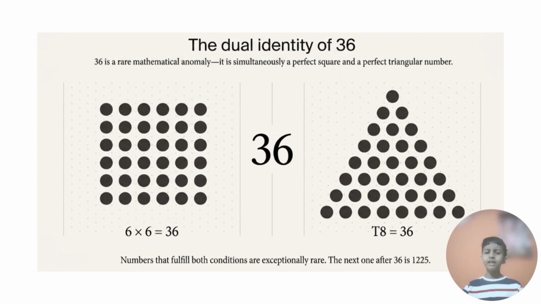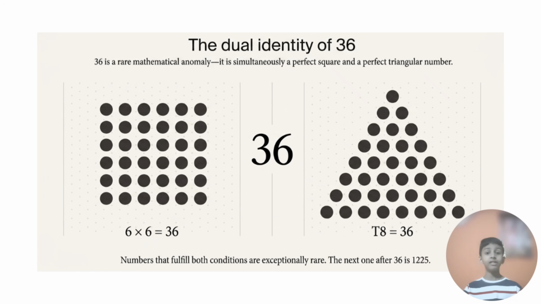And here's a truly special mathematical surprise. The number 36 has a rare identity. It is both a perfect square number and a perfect triangular number. As you can see in the image, as a square number, 36 can be arranged as a perfect 6 by 6 square. And as a triangular number, 36 also forms the eighth triangular number.